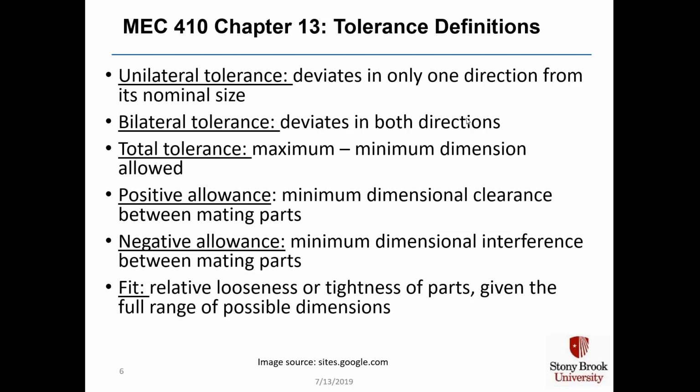You get a positive allowance when you have minimal dimensional clearance between mating parts, and a negative allowance when you have minimum dimensional interference between the mating parts. And the fit is a measure of the looseness or tightness of the parts once they're assembled and given the full range of possible dimensions per the tolerances.